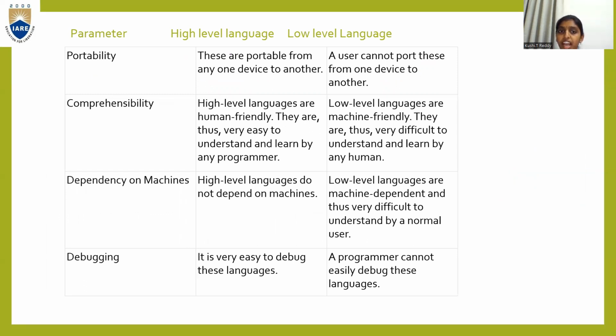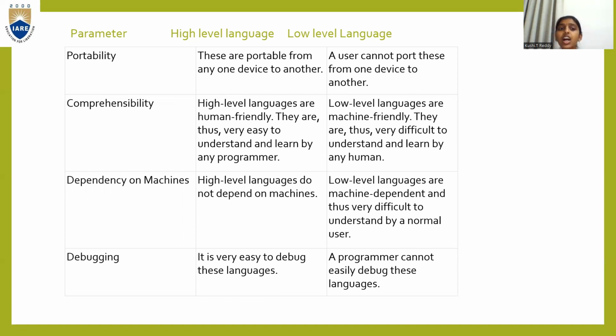Coming to comprehensibility, high-level languages are human-friendly. They are very easy to understand and very easy to learn by any programmer. Coming to low-level languages, these are machine-friendly. They are very difficult to understand and learn by humans. Dependency on machines: high-level languages do not depend on any machines, whereas low-level languages are machine-dependent and thus are very difficult to understand by a normal user.